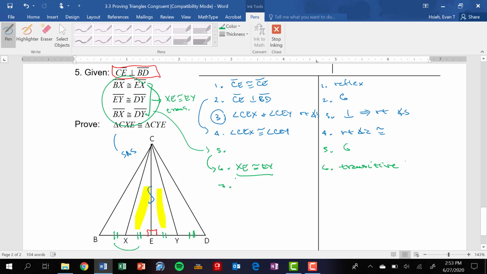So now it looks like I have a side, I got an angle and a side here. Looks like I'm ready to say that the triangles are congruent. So triangle CXE is congruent to triangle CYE. And it's going to be by side, angle, side from steps 1, 4, and 6.